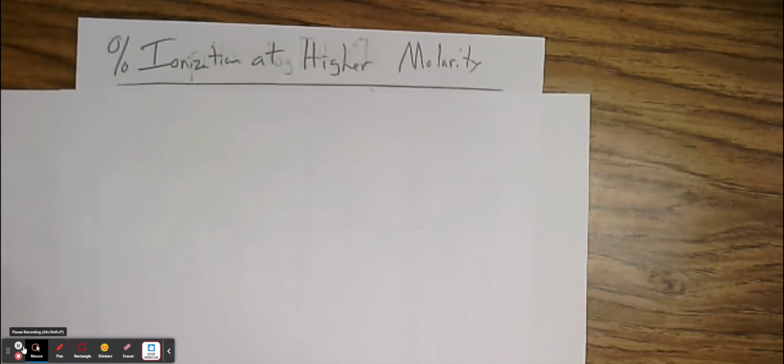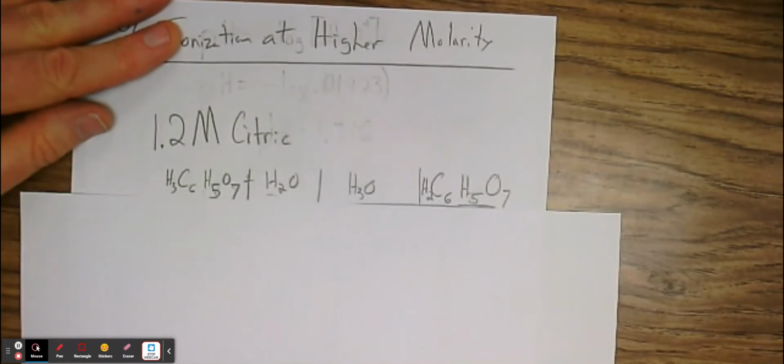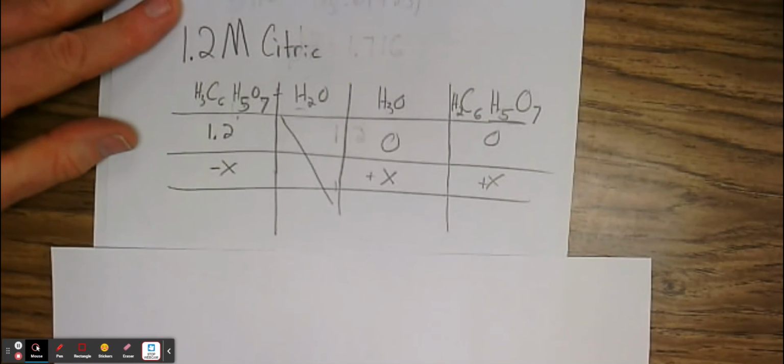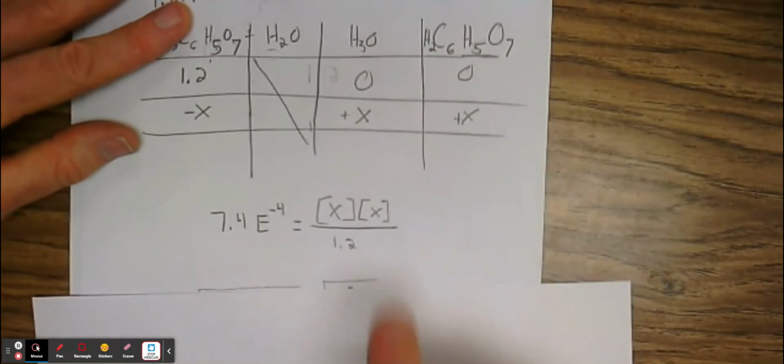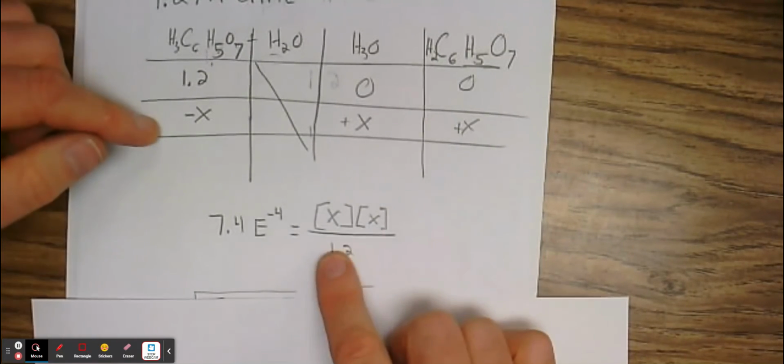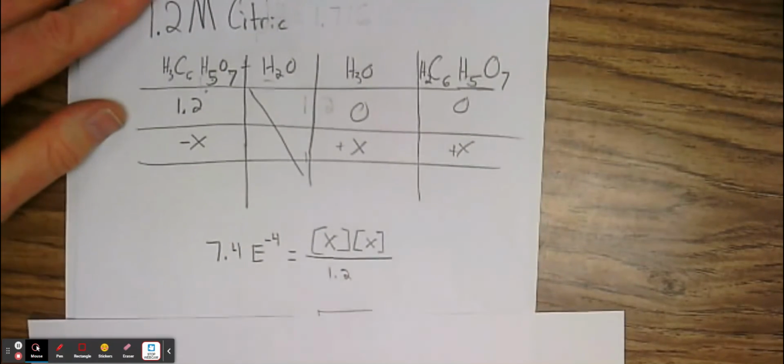Now, there's an interesting trend with ionization at a higher molarity. Let's just say I did 1.2 citric. Here's my ICE table. There it is. That's what I'm going to get. And this would be 1.2, and that would be X. Oh, I forgot to mention, we're going to neglect the X because in AP, you're not going to have to solve a quadratic.